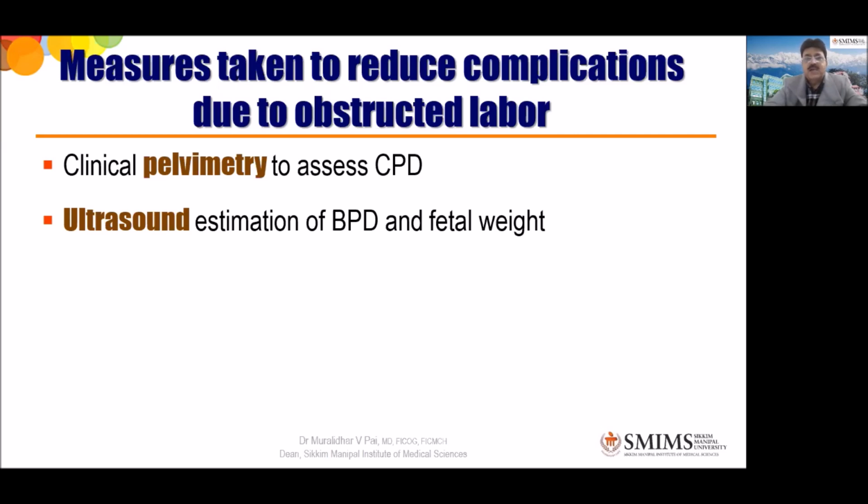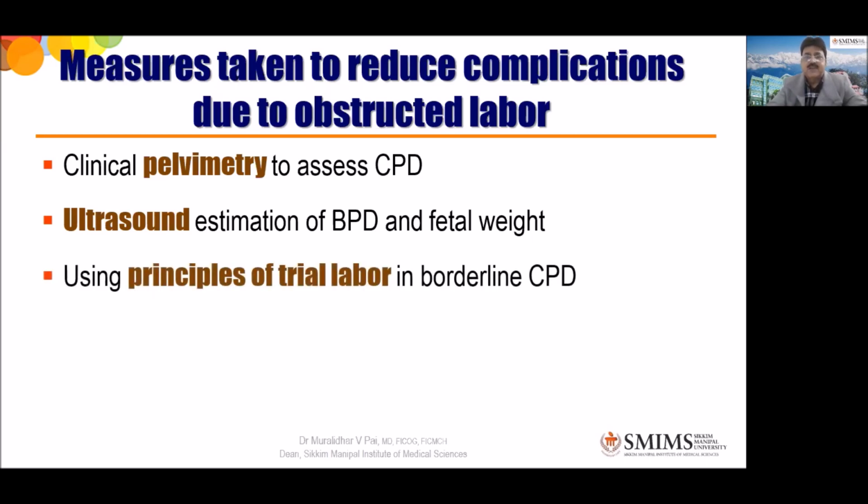And you can do an ultrasound assessment of CPD as well, but you require a lot of calculations there. Even MRI has been used sometimes to rule out CPD, but that is done only in the research setup. X-ray pelvimetry is gone forever. We never do that. Using principles of trial of labor in borderline CPD is an important step in prevention of rupture uterus, but that's again for another day.